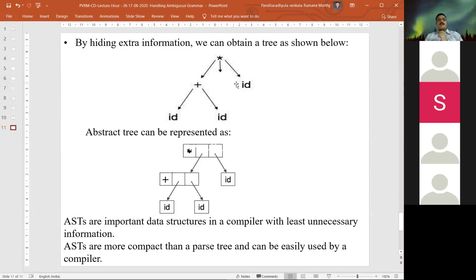We can obtain a parse tree like this. This produces fewer errors when compared to the previous examples. By this particular way, we can easily identify the closest error-free statement or closest error-free parse tree. We call it the abstract syntax tree.